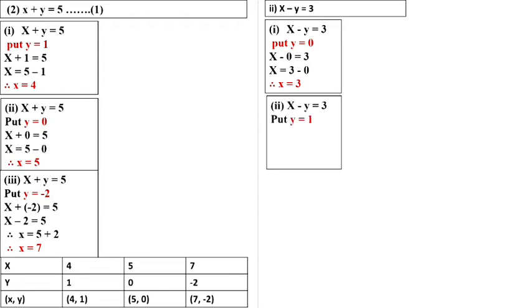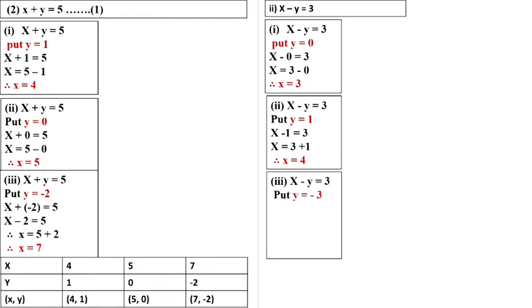Now we will put y equal to 1. So x minus 1 equal to 3, minus 1 go to the right side, become plus 1. Therefore x equal to 4. Same way we will solve the third one. X minus y equal to 3. We will take the value of y minus 3. So randomly I am taking any values. You can take any one. I am taking minus 3. It's not compulsory to take minus 3 only. You can take any values and find out the values of other variable. So plus 3 will go to the right side, become minus 3. 3 minus 3 is 0.